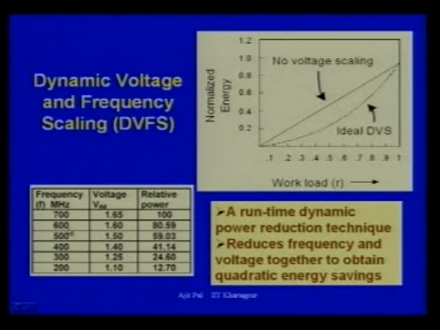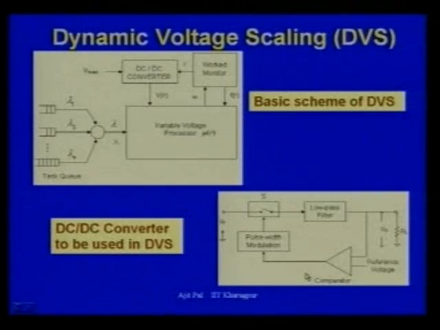For example, at a particular instant, if the 200 megahertz clock frequency satisfies the workload requirement, then you can operate it at 1.1 volt, then power dissipation will be roughly 12% of the original case. So this is the basic idea of dynamic voltage and frequency scaling, and it is a runtime dynamic power reduction technique. And how you can do that?